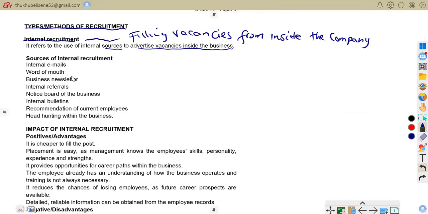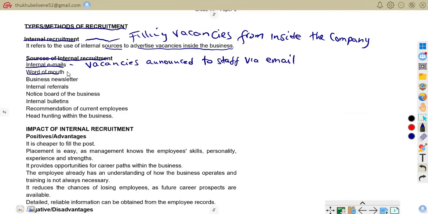So now we have the sources of internal recruitment. First, internal emails. That is vacancies announced to staff via email.